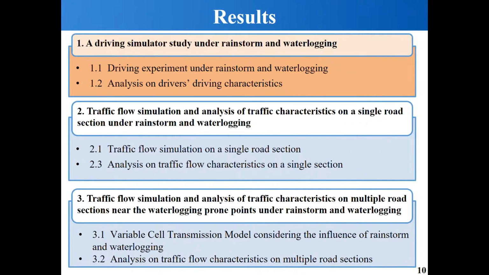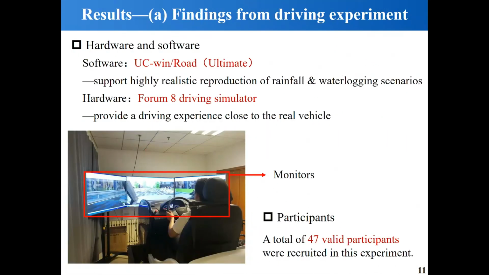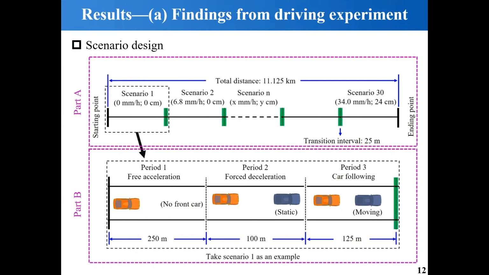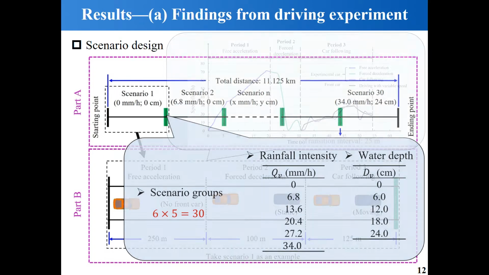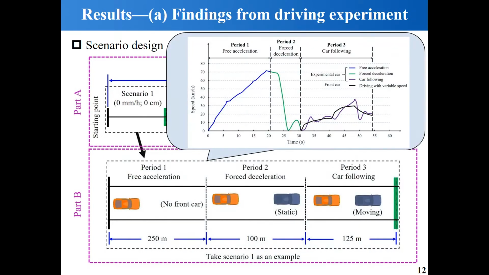As to section 1, we have conducted an experiment. A total of 47 valid participants were recruited in this experiment. 30 scenarios are designed according to different rainfall intensity and water depths. In each scenario, 3 periods are set one by one, including free acceleration, forced deceleration, and car following.